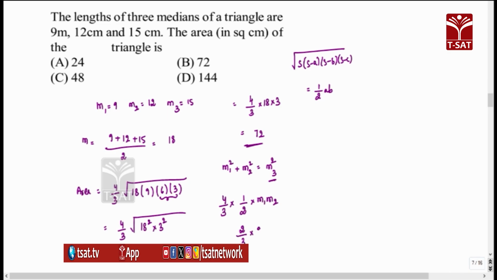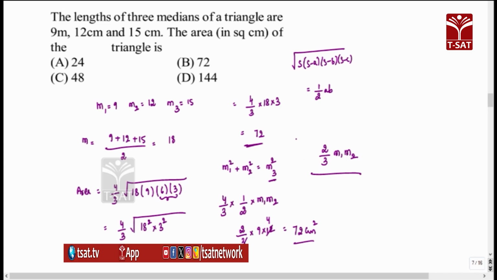What is m1 and m2? 9 into 12. Cancel it. 36 2s are 72 centimeters square. So, directly remember the formula 2 by 3 into m1 m2, where m1, m2, m3 represent the triplets, or else m1 square plus m2 square is equal to m3 square.